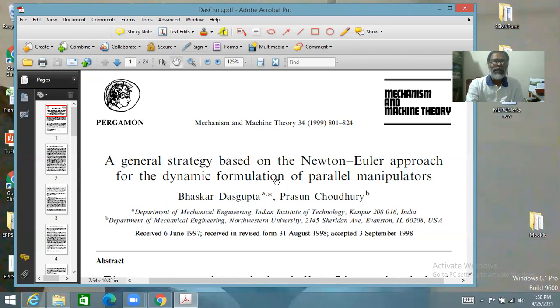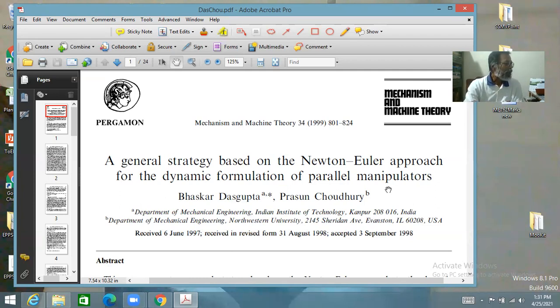Okay. Anyway, so it is a general strategy based on the Newton-Euler approach for the dynamic formulation of parallel manipulators. I actually showed that the Newton-Euler approach has some advantages over the Euler-Lagrange approach for dynamic formulation, particularly in case of parallel manipulators. The textbook tells you that for serial manipulators, Lagrange formulation has advantage. Even I have told that. And for serial manipulators, that is true. For parallel manipulators, the Newton-Euler approach turns out to be better. For hybrid manipulators, they might compete very equally.